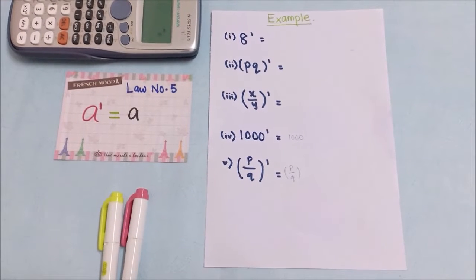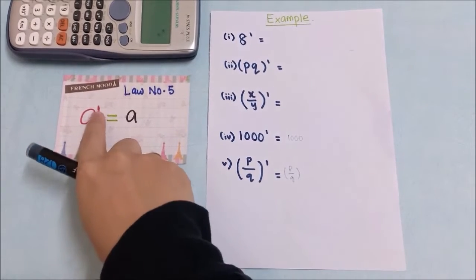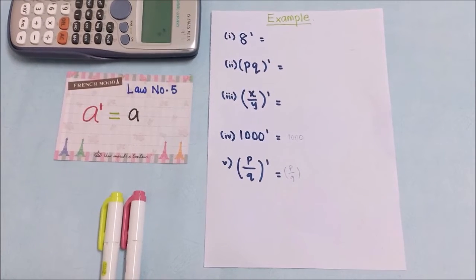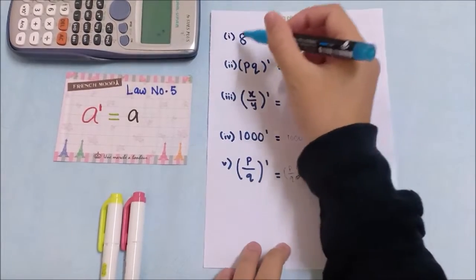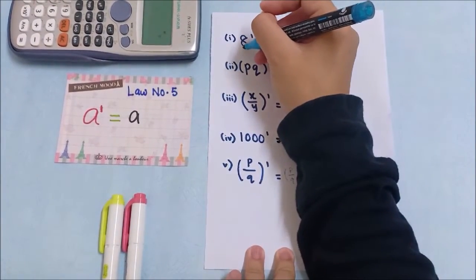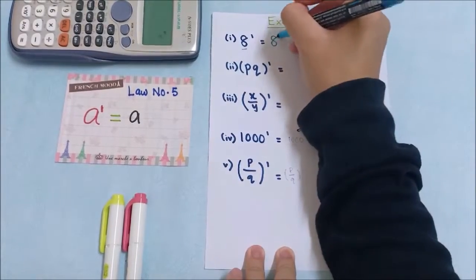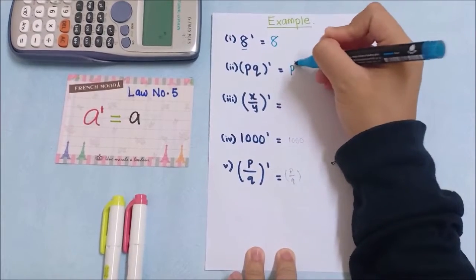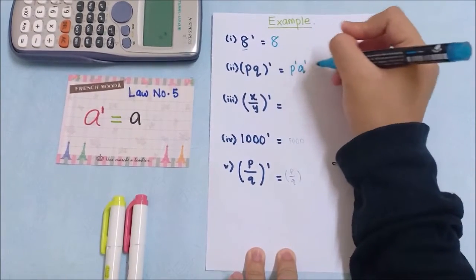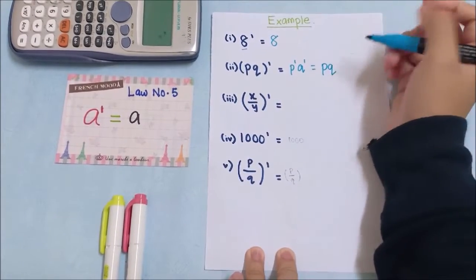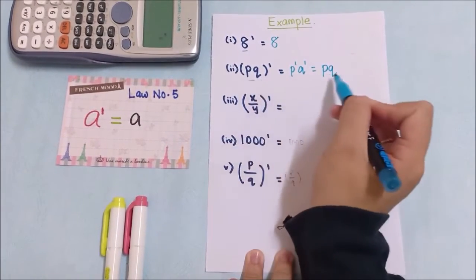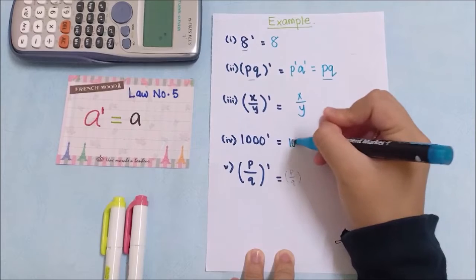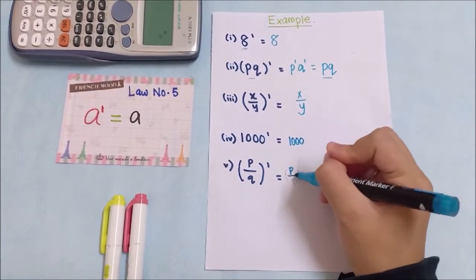For law number 5, a to the power of 1 will give the answer a, which means any number to the power of 1 will equal the number itself. For example, 8 to the power of 1, the answer is the number itself, which is 8. pq to the power of 1 is like p to the power of 1 and q to the power of 1, which gives the answer pq. So it's the same as taking the number itself. Like this is x over y, this one is 1000, this one is p over q.